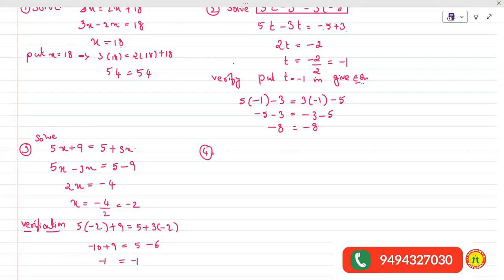The next question is 4z plus 3 equals 6 plus 2z. Solving this question, Vinisha. Yes, sir. Tell me, how are we getting the answer for z?